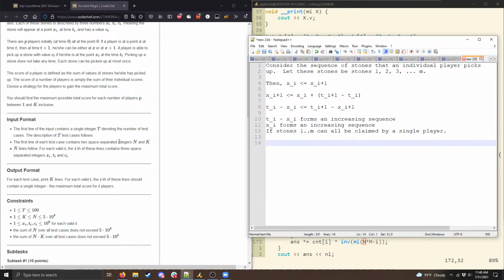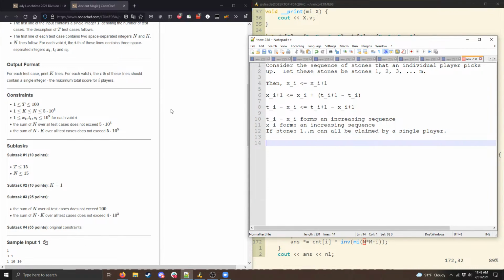So that's the first observation. That's really the main observation that you need to make. But let's look at these subtasks and let's talk through one by one how we deal with each of them. So subtask 1 is n up to 15.